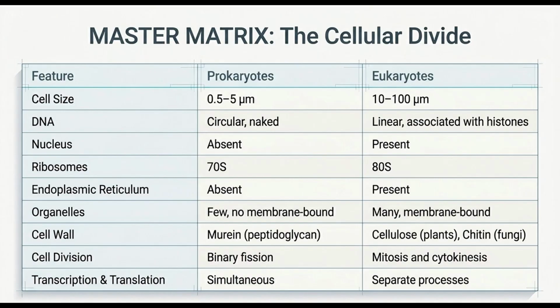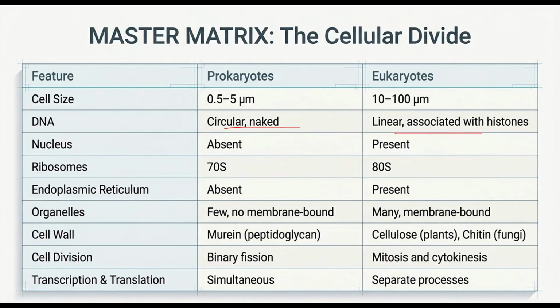Now let's see the metrics. Here we will see the major differences between prokaryotic and eukaryotic cells. As you can see, the cell size is around 0.5 to 5 micrometers, right? Whereas eukaryotic cells range from 10 to 100 micrometers. And prokaryotes contain circular naked DNA and 70S ribosomes. And what about eukaryotes? They contain linear DNA associated with histones and 80S ribosomes.